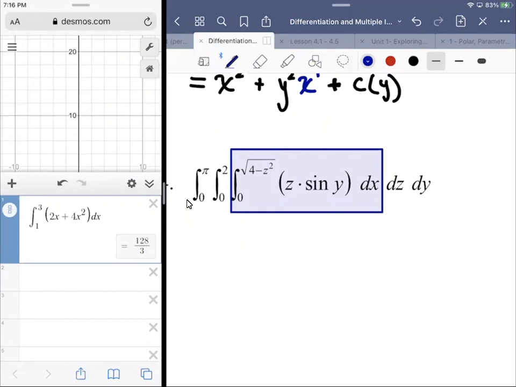Looking at this one, the innermost integrand does not contain an x in any capacity, which is great because I'm integrating with respect to x. So I have z times the sine of y multiplied by x, that's my integral. It's no more complicated than that. Now that's happening over the interval of 0 to that radical.